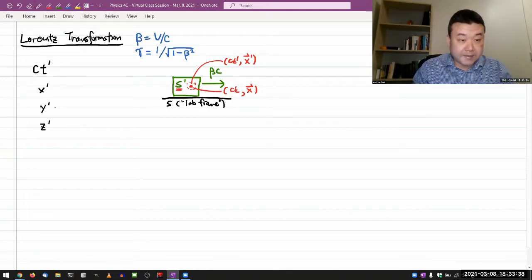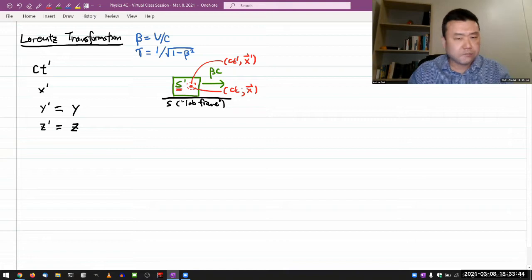So y and z are the simplest. They don't change at all. y prime is just y. z prime is just z. So this is where the frame is moving in the plus x direction.